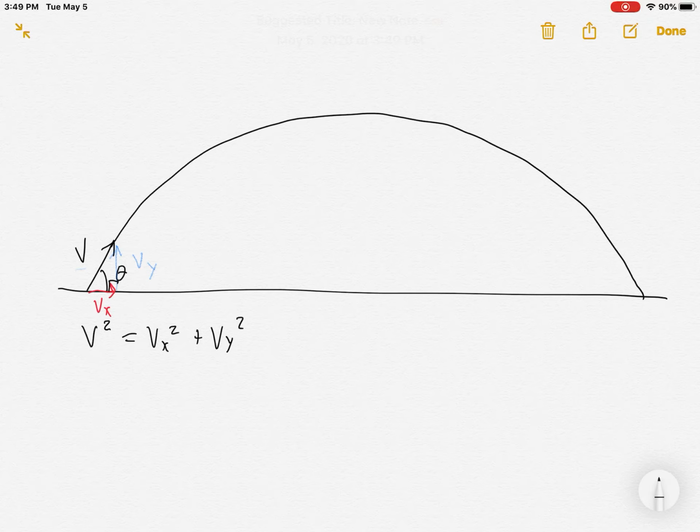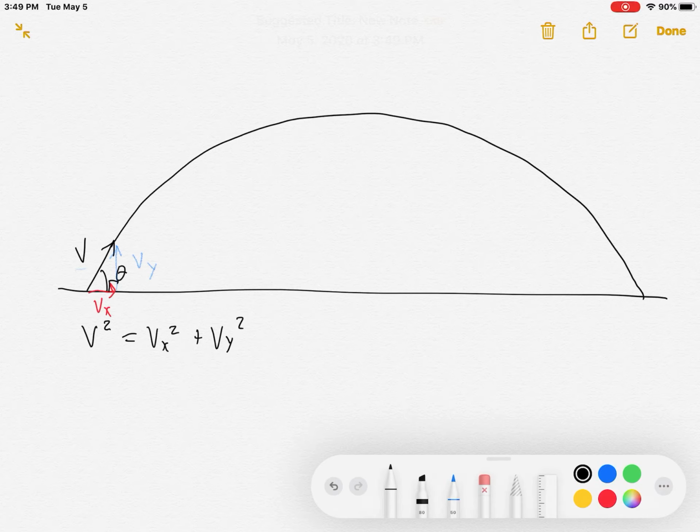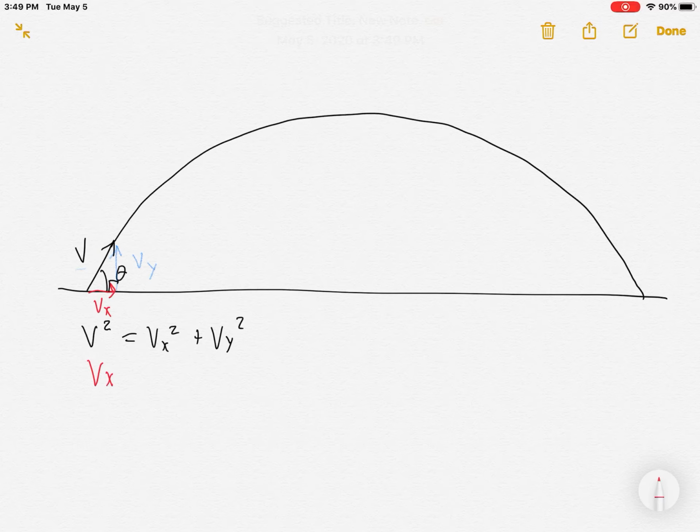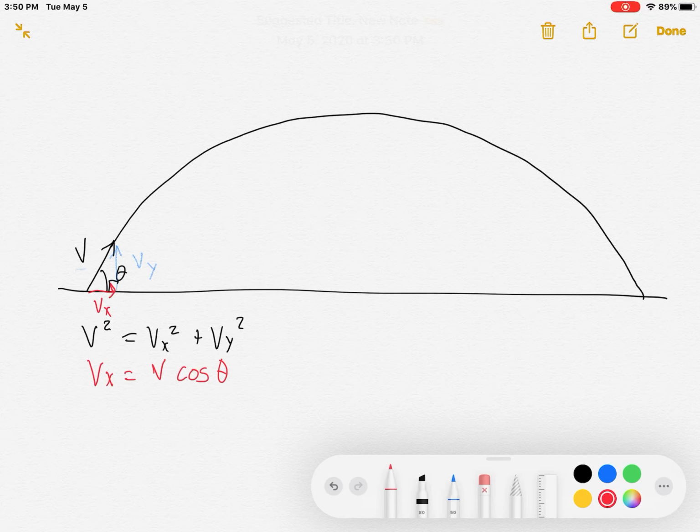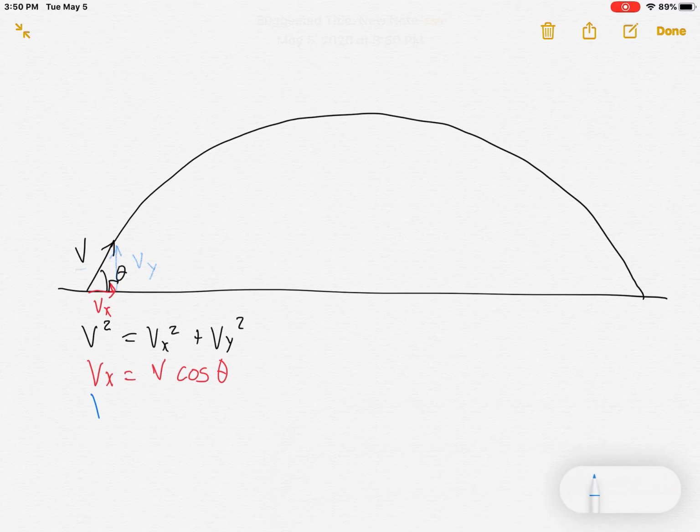Okay, we can use a little trigonometry here. For vx, the horizontal component, if we look at our little right triangle, vx is equal to v times the cosine of theta. And also for vy, we can say that vy is equal to v times the sine of theta.